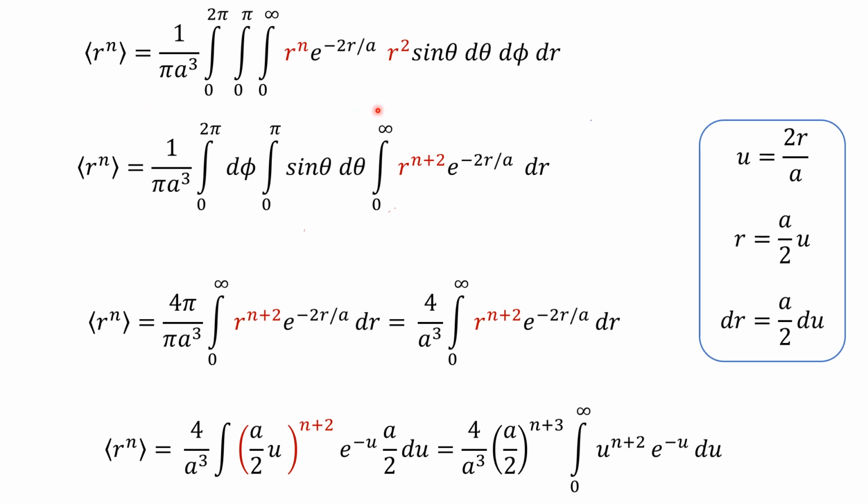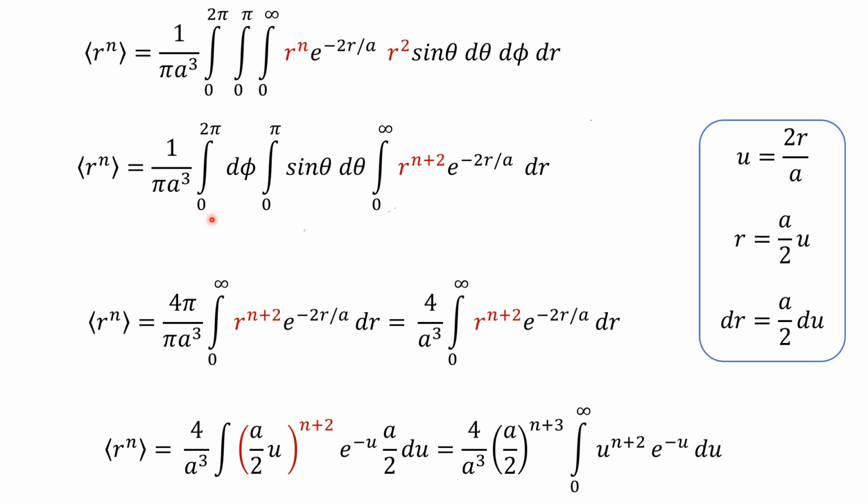So now we got this expression. Now you separate the variables. First you take d phi, integrating over 0 to 2 pi. Then you take the theta term separately, that is sine theta d theta, integrating over 0 to pi. And again this is 0 to infinity, the radial part of the equation.